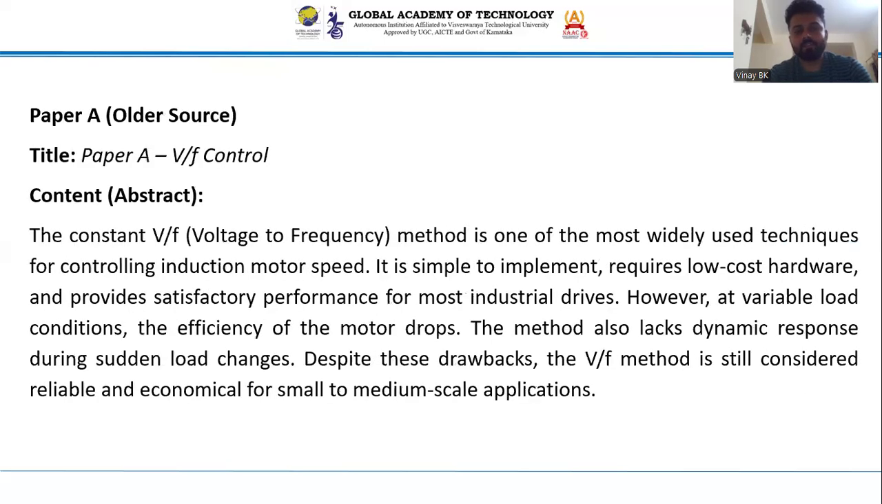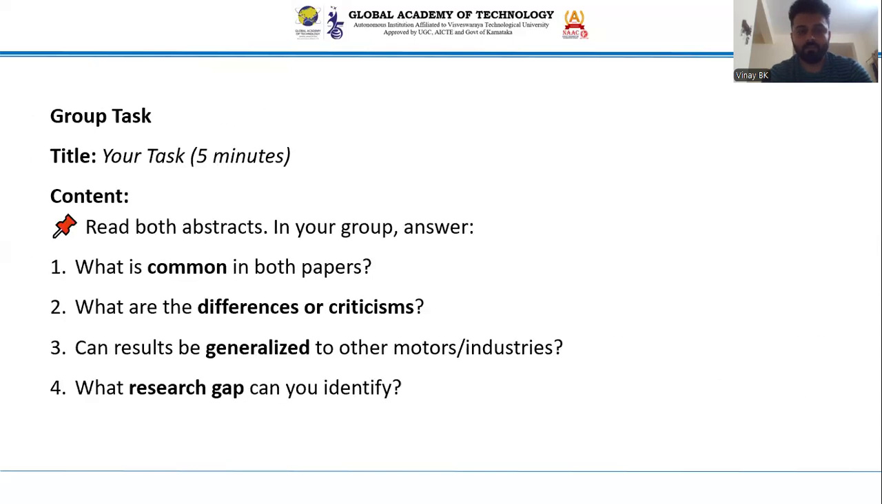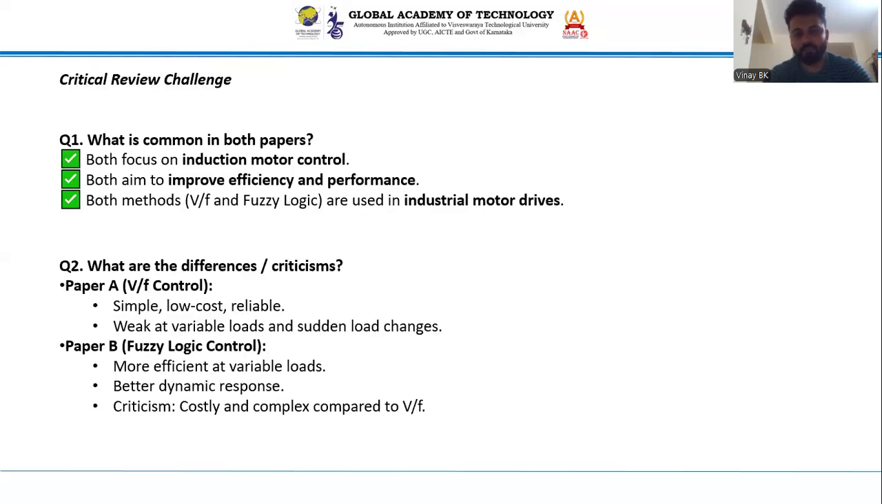With these two abstracts, if you want, you can take a screenshot of abstracts 1 and 2. Read both abstracts in your group and find what is common in both papers, what are the differences or criticisms, whether results can be generalized to other motors or industries, and what research gap you can identify. If you want, you can screenshot this and try it once.